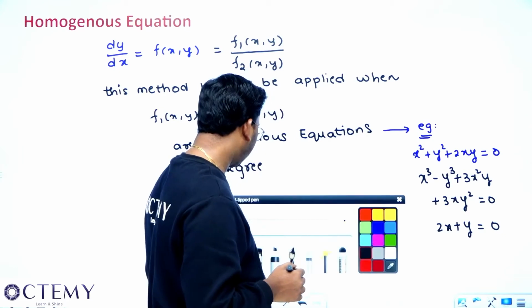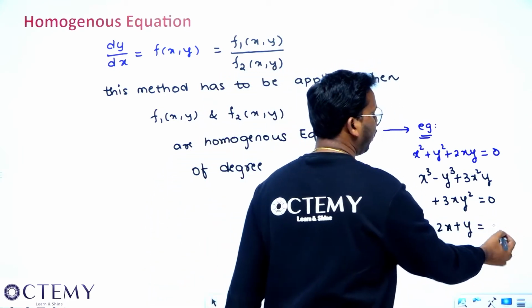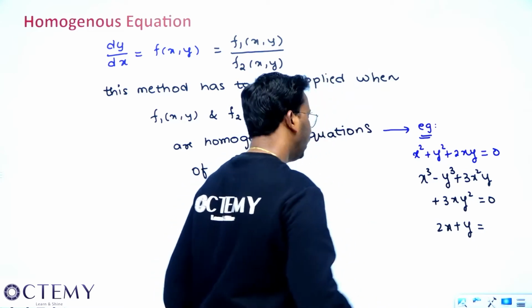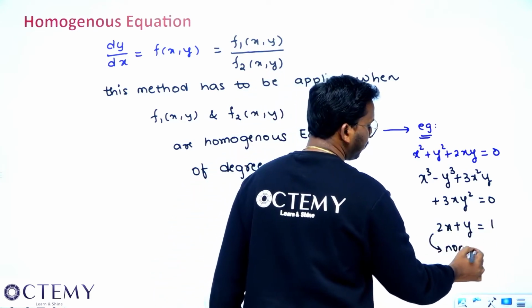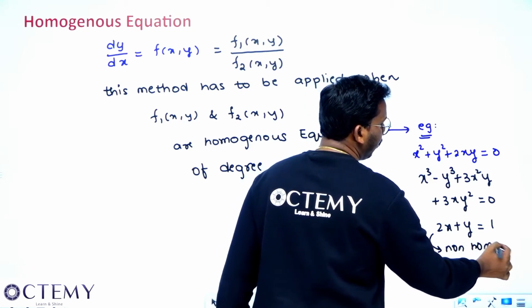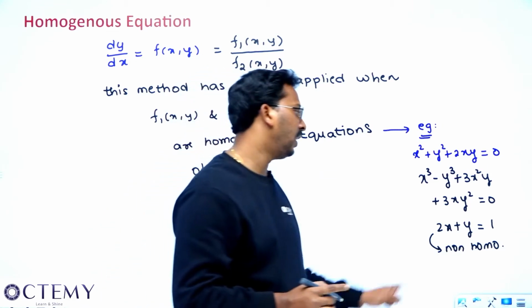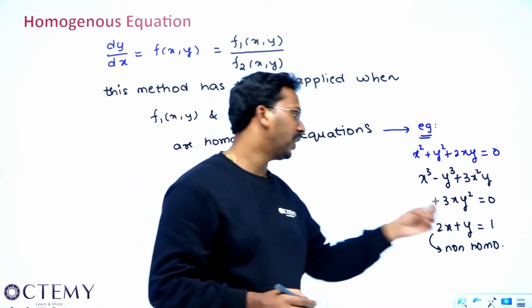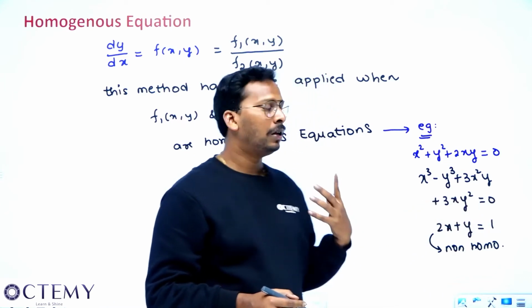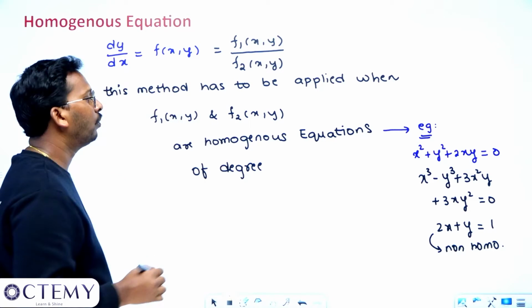But if you keep a 1 here, what will happen, sir? This will become non-homogeneous. Why? Because the 1 does not have any variable, it's a constant. If it does not have any variable, then the power of the variable you can take as 0. You can write x power 0 or y power 0. So that will become non-homogeneous. That is the meaning of homogeneous equation.